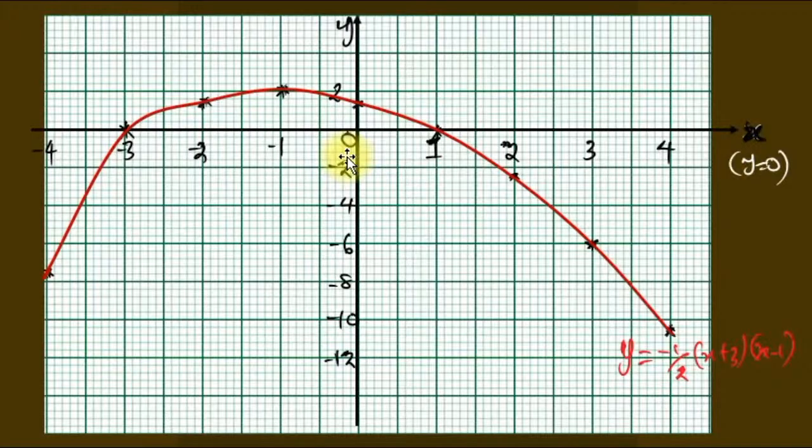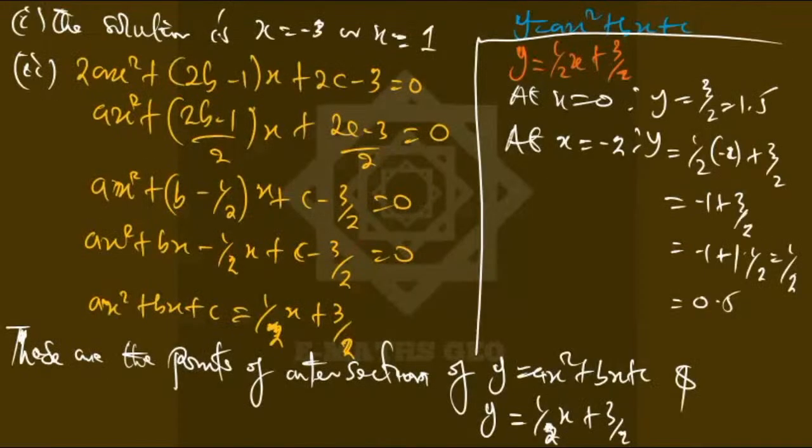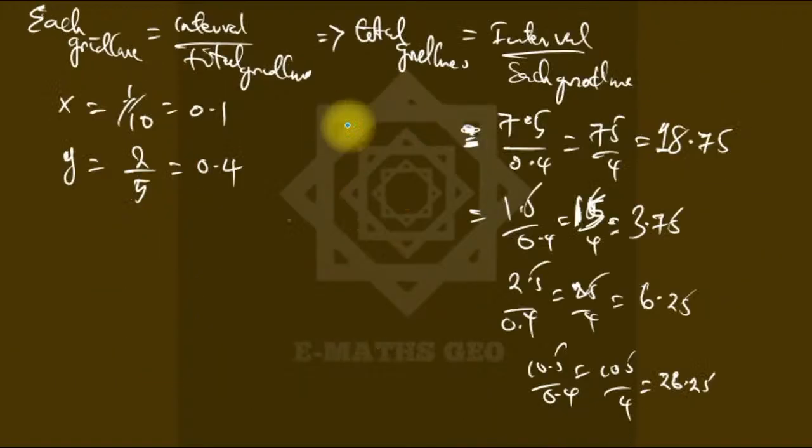Okay, so let's now draw the line. I've located the first point, which is what? At x equal to 0, y equal to 1.5. So this is my first point. I'm about to draw the line. And the other, when x equals minus 2, y is 0.5.